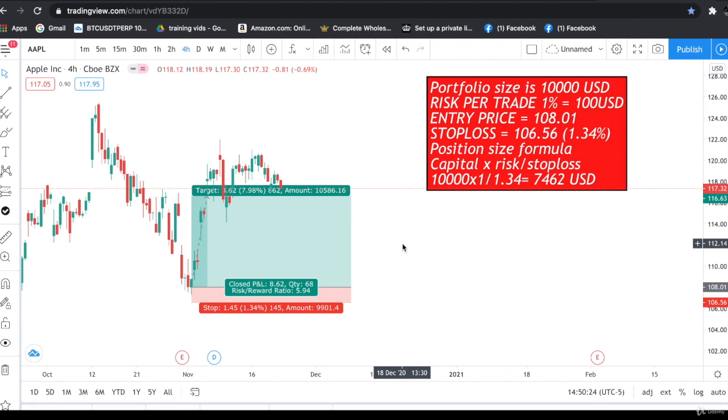Now, if my stop loss gets triggered, I'll lose only $100. And the risk reward for this trade setup, this is a hypothetical example, is 5.94, which means my profit would be approximately $600 if my take profit gets hit. I hope you have learned and understood how to calculate position size. Try to practice it as much as possible. Still, if you have any questions, kindly do let me know.